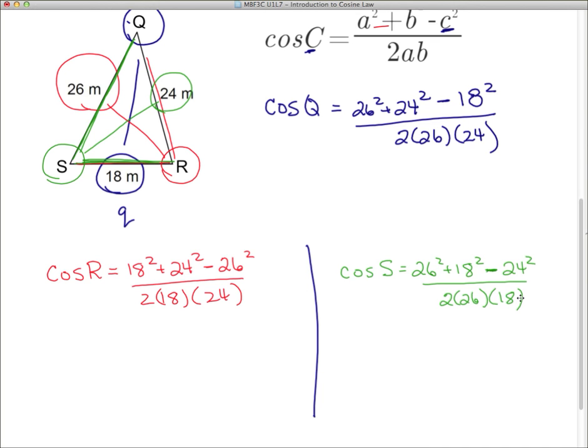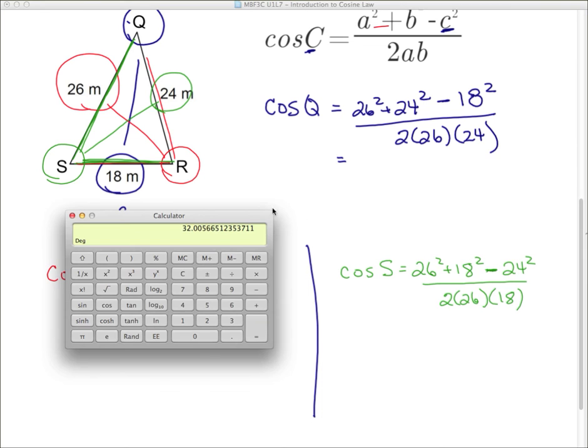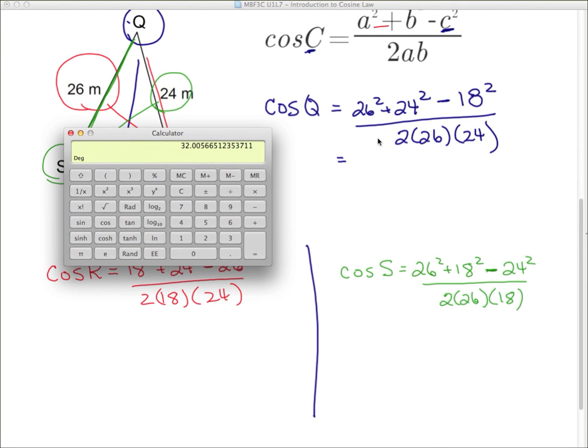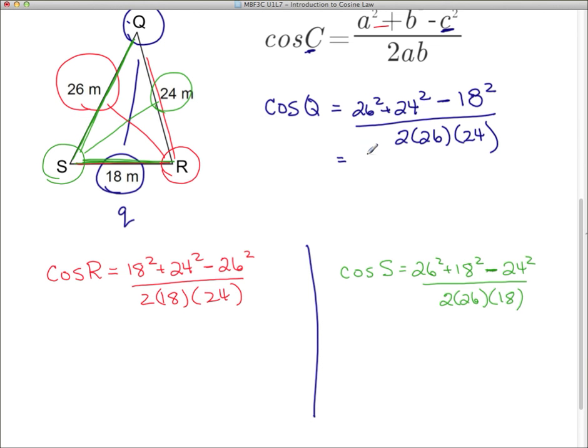Now, how do we type this into the calculator? It's actually pretty straightforward. Let's pull up my handy dandy calculator. And I'm just going to type that in. 26, here, watch me, I'm going to clear it first. 26 squared plus 24 squared minus 18 squared equals, and that's 928. And I'm going to write that down. 928.